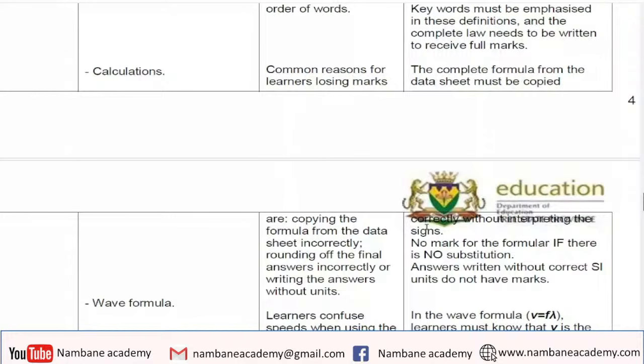But we must also be able to relate the frequency and the wavelength. Remember, sound is a wave, so the wave formula is very, very important. That V is equal to frequency multiplied by lambda. But here we are talking of sound, so the V there is the speed of sound. So the speed of sound in the medium that is given to you will be the value that you substitute here.